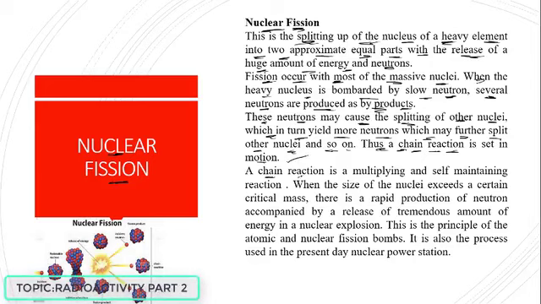Now, when we talk about a chain reaction, we're simply referring to a self-sustaining process, a self-maintaining reaction, a multiplying reaction. So when the size of the nuclei exceeds a certain critical mass, there is a rapid production of neutrons accompanied by a release of tremendous amounts of energy in a nuclear explosion. This is the principle of the atomic and nuclear fission bombs. It is also the process that we use today in present-day nuclear power stations.